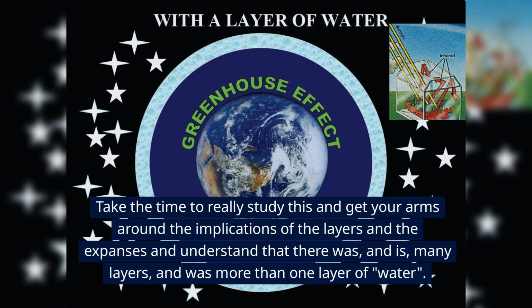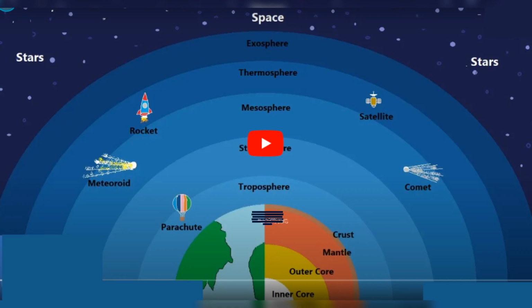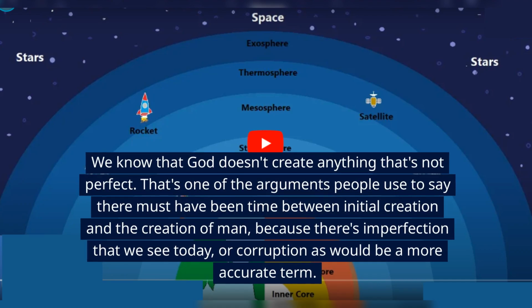Take the time to really study this and get your arms around the implications of the layers and the expanses, and understand that there was and is many layers and was more than one layer of water. We know that God doesn't create anything that's not perfect.